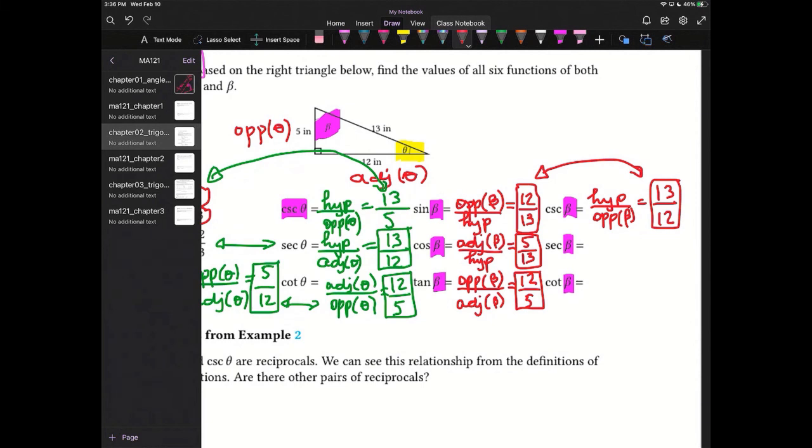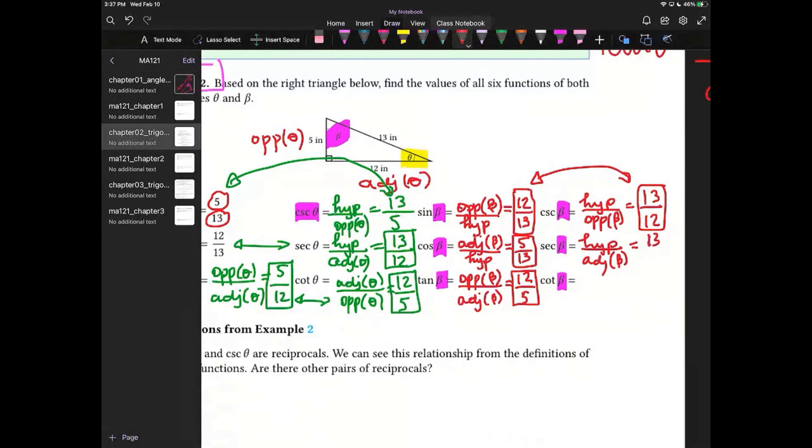Now, secant, which is the reciprocal of cosine. Reciprocal of cosine means we have hypotenuse over adjacent. The hypotenuse is 13 inches divided by the adjacent, which is 5. Again, if I compare the two trigonometric functions, cosine and secant, we have a reciprocal. We're flipping the fractions to get the other trigonometric function.